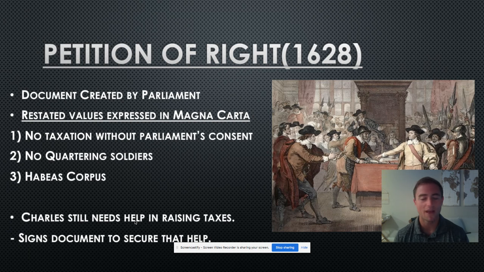And so they compel Charles to sign something called the Petition of Right. It's a document created by Parliament, and it pretty much just says the same things that the Magna Carta says. It says you can't tax the people without Parliament's consent, you can't quarter soldiers in people's homes, and you have to give the people the right to a fair trial, habeas corpus.